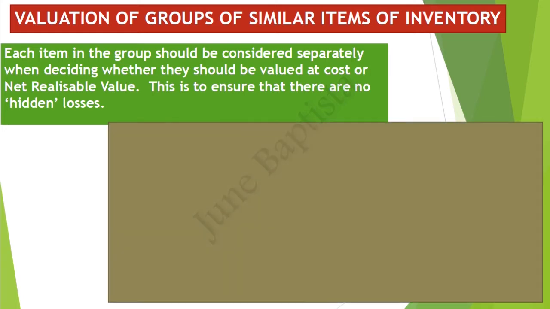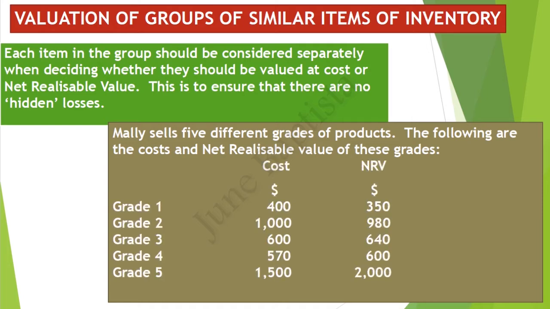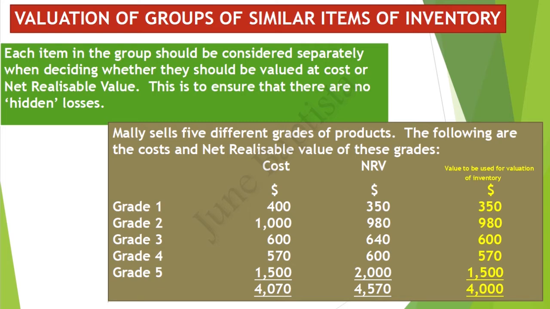Let us look at the following. Mali sells 5 different grades of products. The following are the costs and the net realizable value of these grades. Pause the video to study the information given. Let us now look at the value to be used for valuation of this inventory.